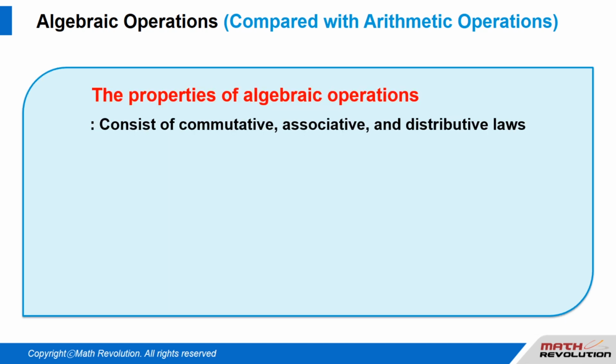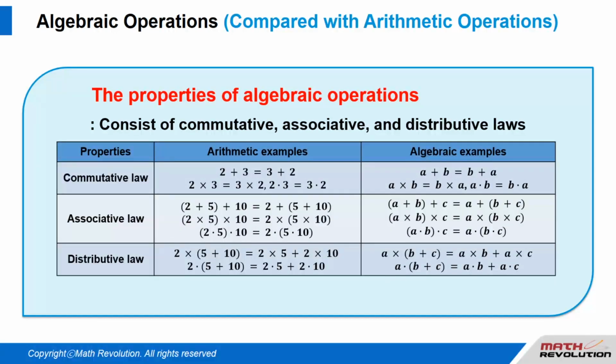The properties of algebraic operations consist of commutative, associative, and distributive laws. The table below shows the differences between algebraic operation properties and the arithmetic operation properties. You should be aware of the three laws.